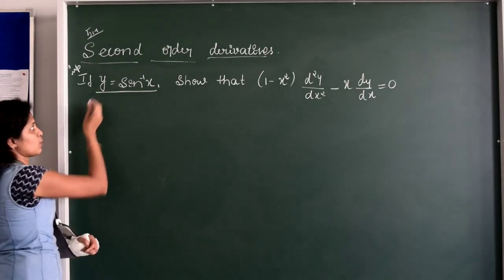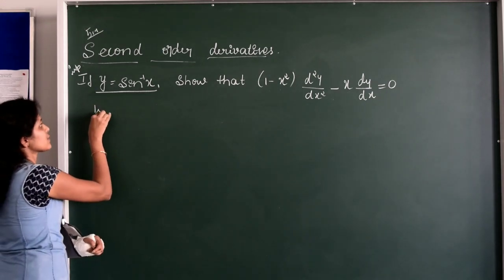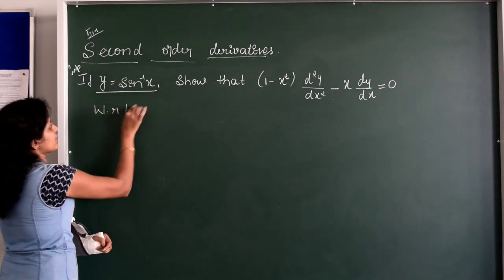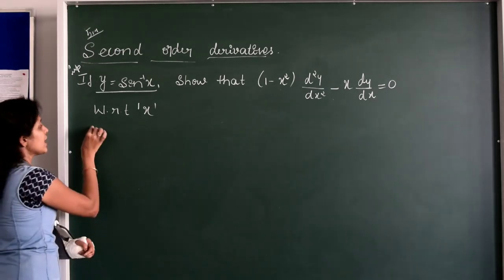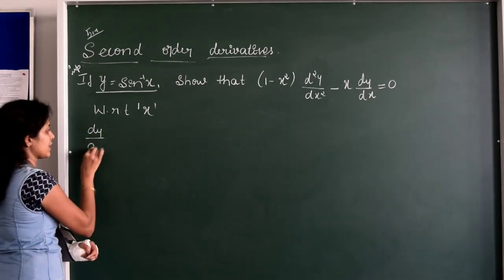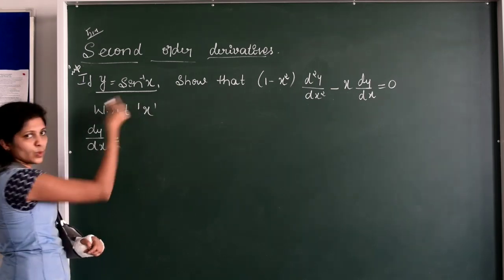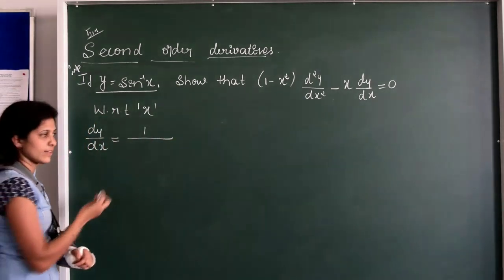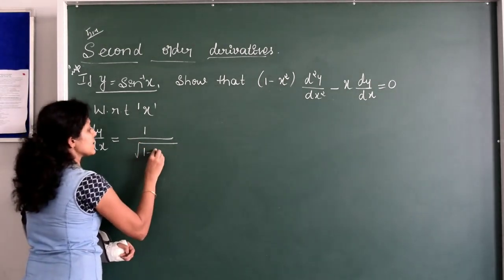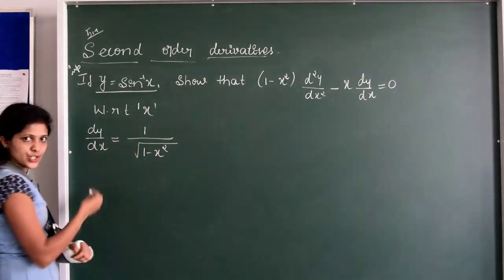Similar to the previous problem, what you have to do? Differentiate this function with respect to x. Derivative of y with respect to x will be dy by dx, right? dy by dx, and this is equal to the derivative of sin inverse x. What is the derivative of sin inverse x? 1 divided by root of 1 minus x square. Now you have to differentiate this again.